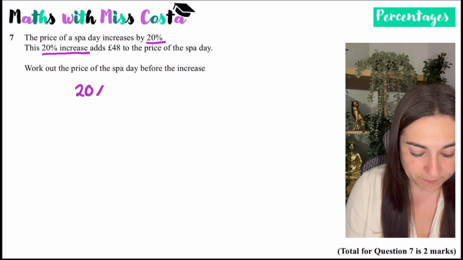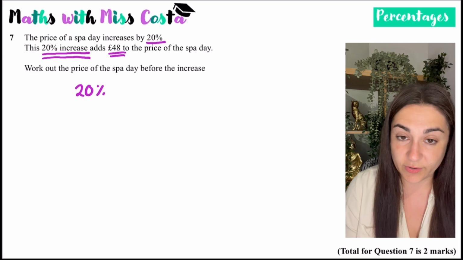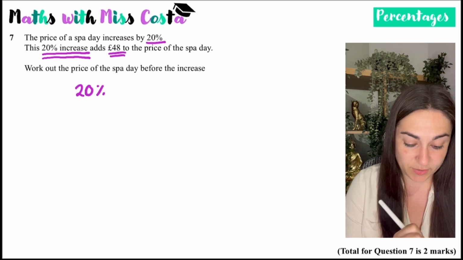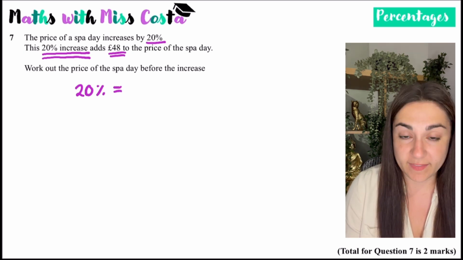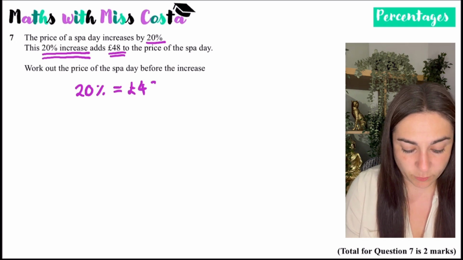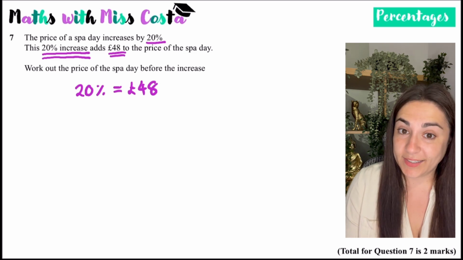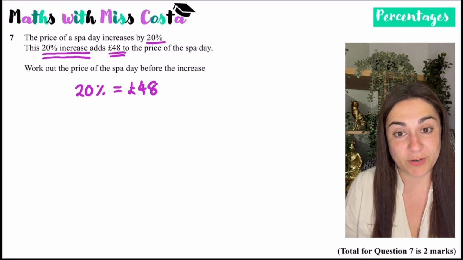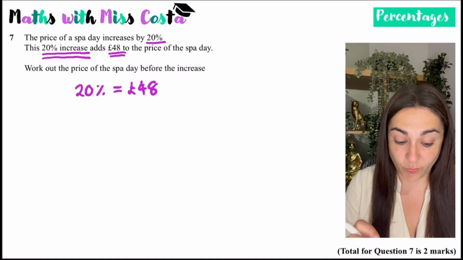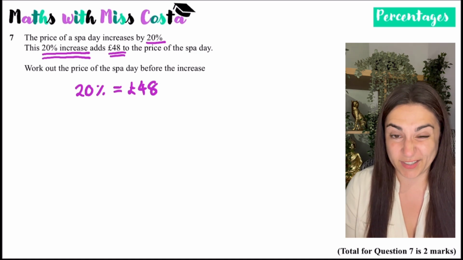So the really key piece of information that I've been told is that a 20% increase adds £48 to the price of the spa day, which must mean that 20% of the cost of the spa day is £48. So what I can do is work backwards. I can use my knowledge of reverse percentages. If I know that 20% is £48, there's two ways actually I can do this.